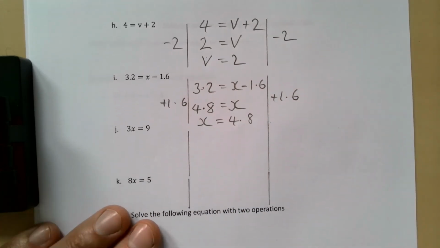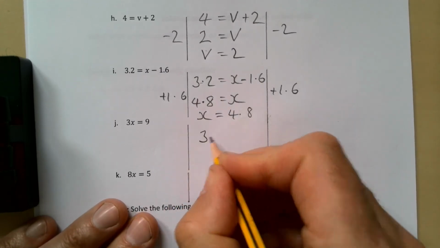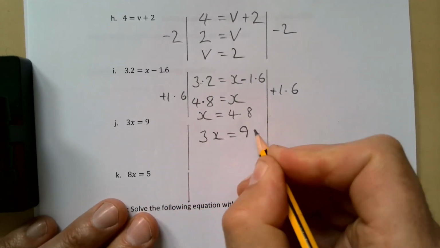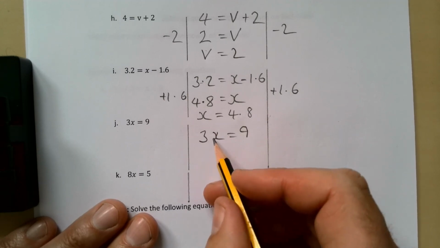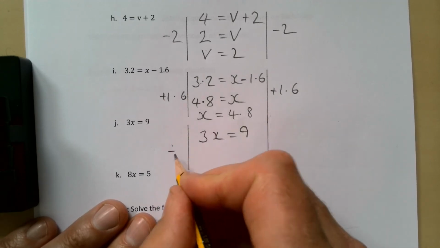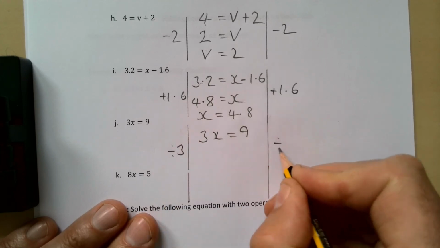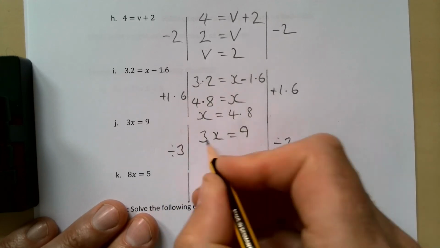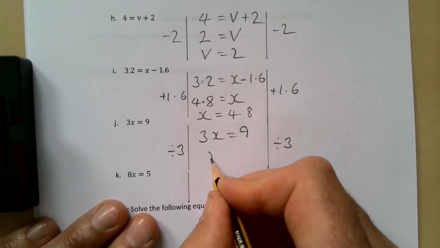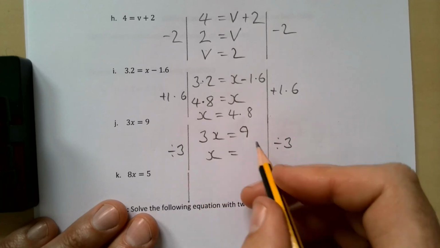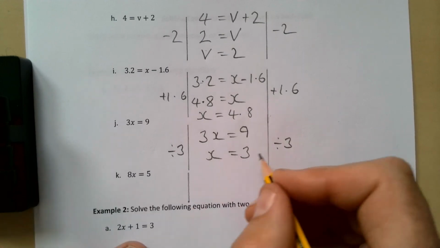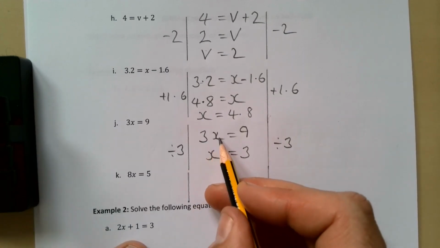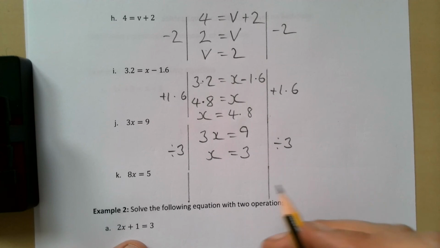Getting a bit shy for space here, but we should be okay. We have 3x = 9. This is a new one. If I take away 3, this doesn't work. So I have 3 x's, but I want 1x. So I'm going to divide both sides by 3. If I divide 3x by 3, I get x. If I divide 9 by 3, I get 3. And of course 3 is the answer to that, because 3 times 3 does indeed give me 9.